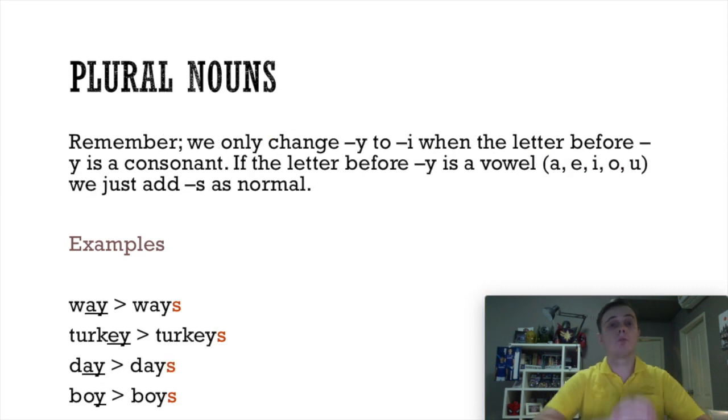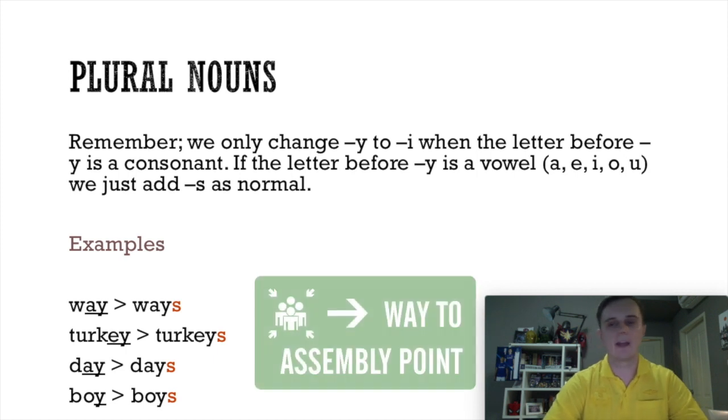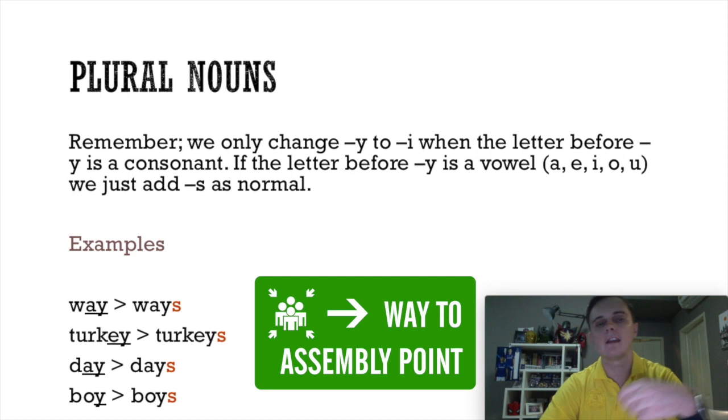Make sure you remember we only change Y to I when the letter before Y is a consonant. If the letter before Y is a vowel, so if you have A, E, I, O, or U before the letter Y, then it's just a normal noun. You don't need to change anything, you just add S. So way, like a way to do something, ends in AY. A is a vowel, not a consonant, so just add S.